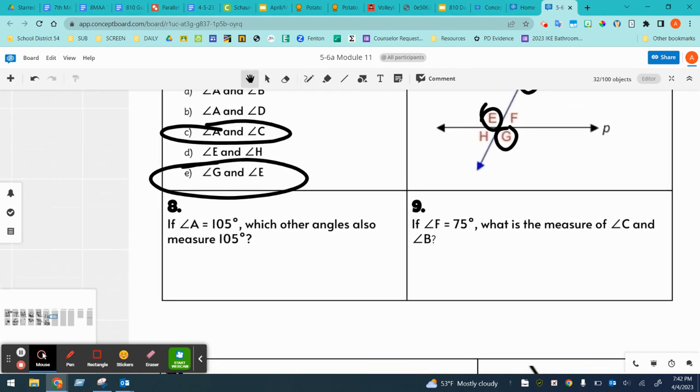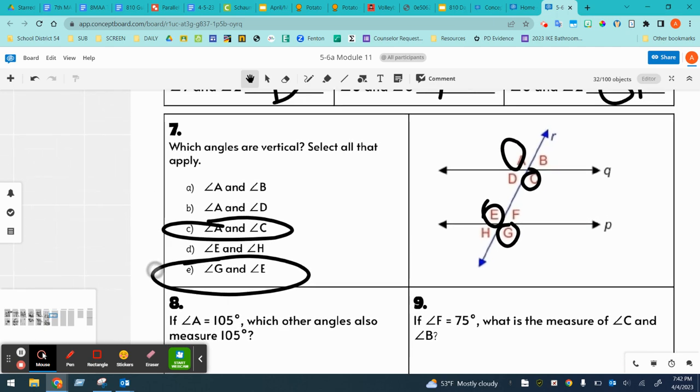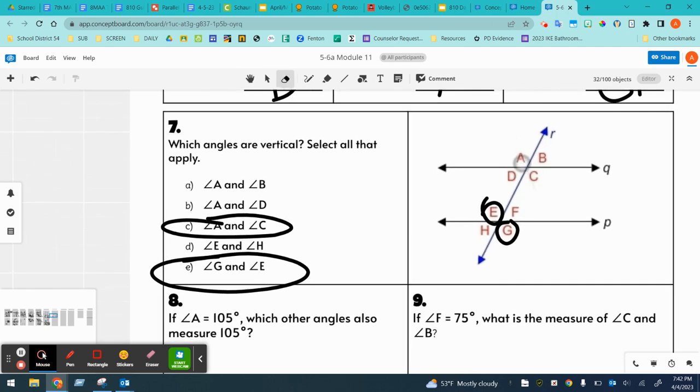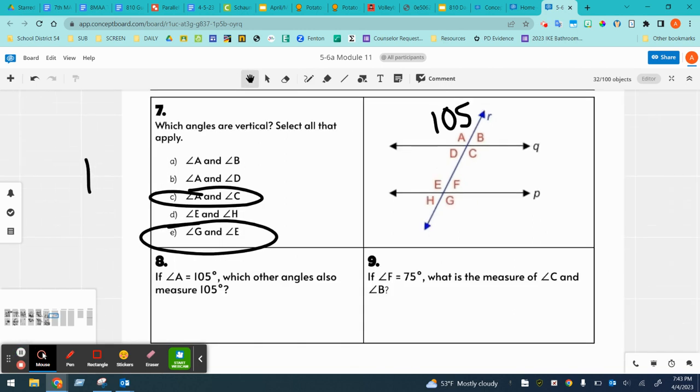Now, if we look at number 8, it says if angle A, so let's go ahead and erase these marks right here. So it says if angle A was 105 degrees, which other angles also measure 105 degrees? So I'm looking for 3 possible answers for number 8 here. Go ahead and pause to give students the opportunity to fill those in real quick. All right, thank you for pausing.